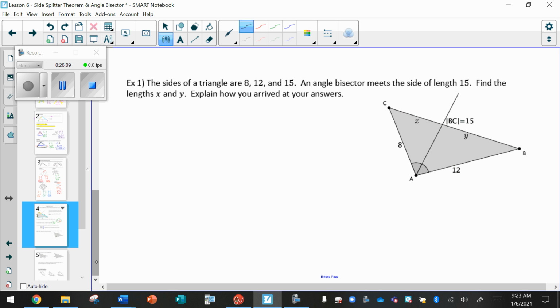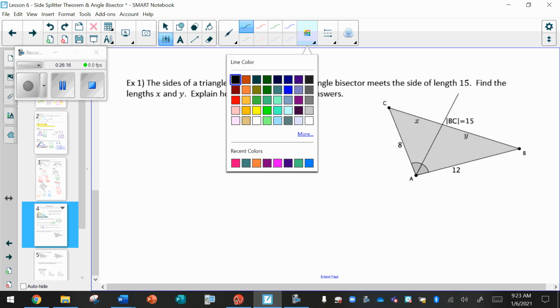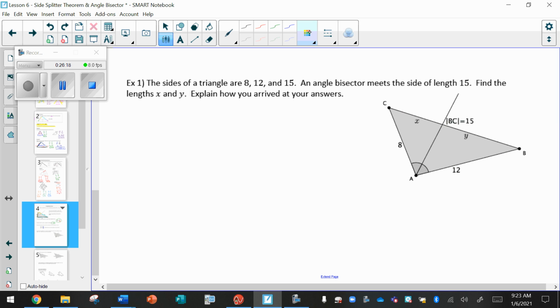Woo! Shake out your brain, shake out your hands. Let's put it to use because it actually is a lot easier than all that stuff that I just explained. Using it is easier than understanding where it came from. So look at our diagram here. Here's our picture. What I just explained is that you can make a ratio 8 is to x as 12 is to y.